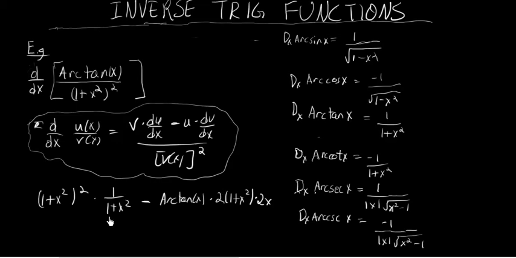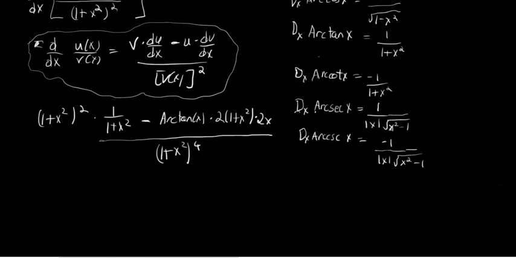And we have all of this divided by the denominator squared. Well, the denominator is itself a quantity squared, so we will have the 1 plus x squared raised to the 4th power. Oops, and this line should extend all the way out here.